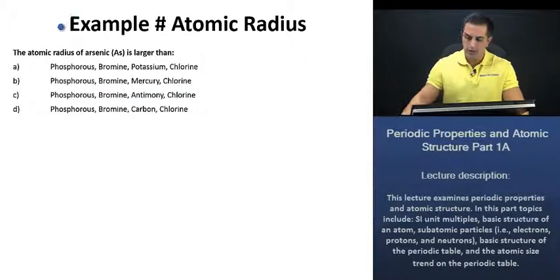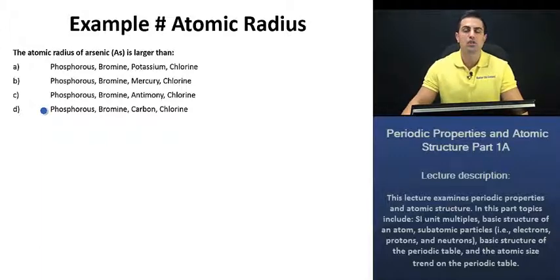Great. Example, atomic radius. Now, you can pause the video and try it yourself, but for the rest of us, I'm going to continue here. The atomic radius of arsenic is larger than A, phosphorus, bromine, potassium, chlorine; B, phosphorus, bromine, mercury, chlorine; C, phosphorus, bromine, antimony, chlorine; or D, phosphorus, bromine, carbon, and chlorine.